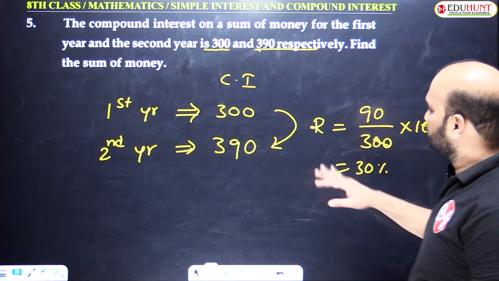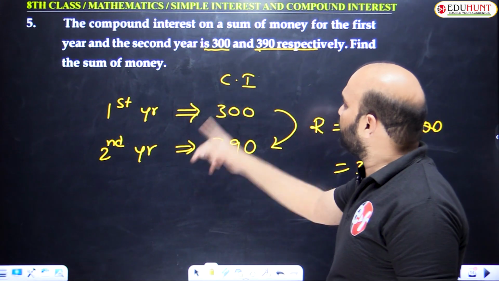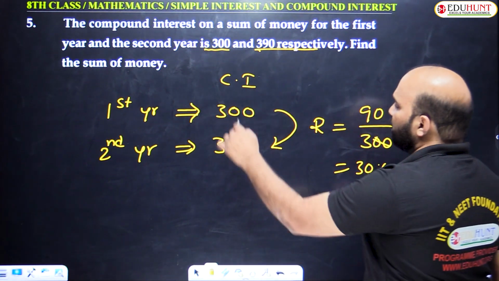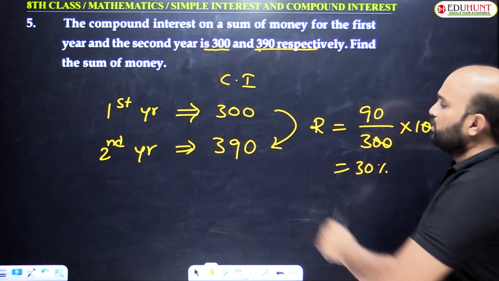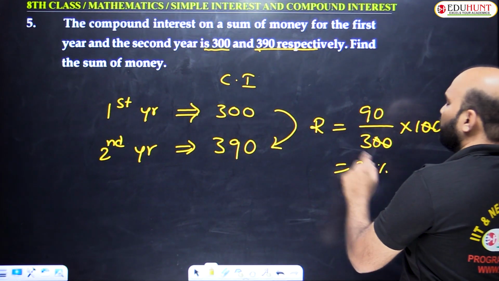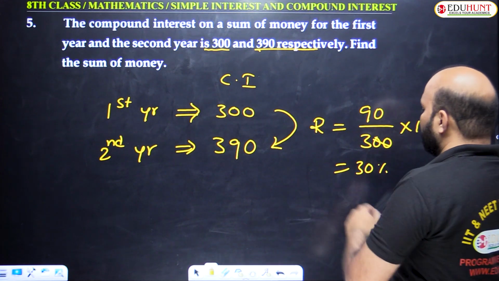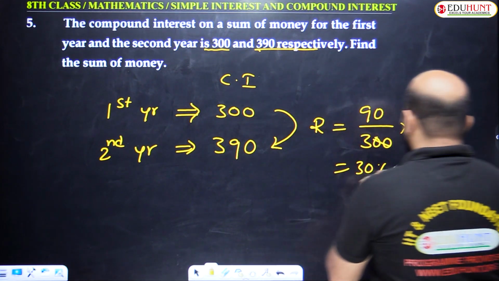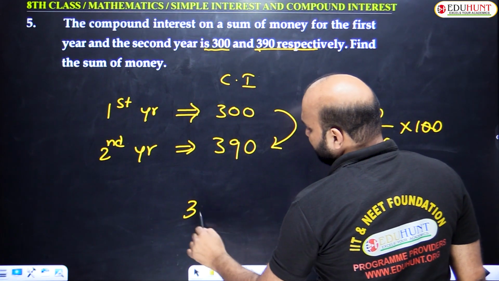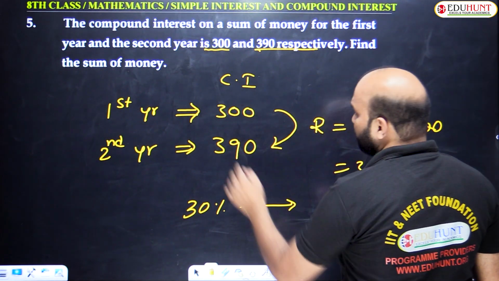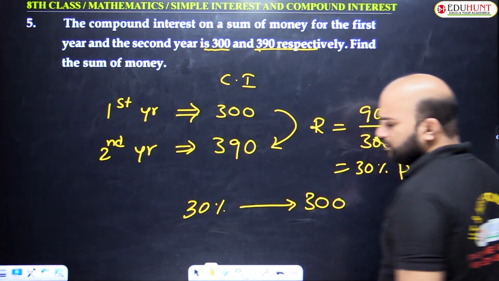So first year compound interest is 300, second year compound interest 390. How much does it increase? 90. So it can be converted into rate of interest: 90 by 300, the denominator always being the initial, least value, into 100. That is the rate of interest, 30% per annum. So 30% value is 300, the first year interest. Per annum means first year interest equals 30% value.